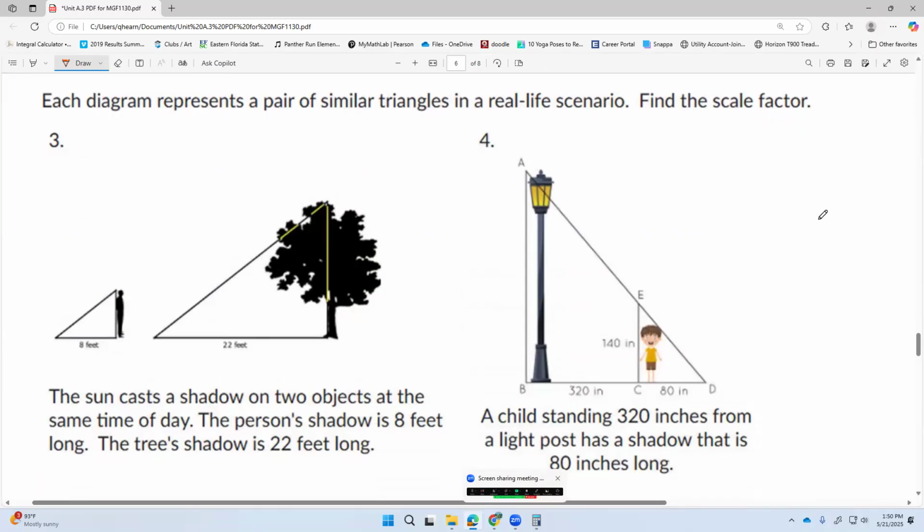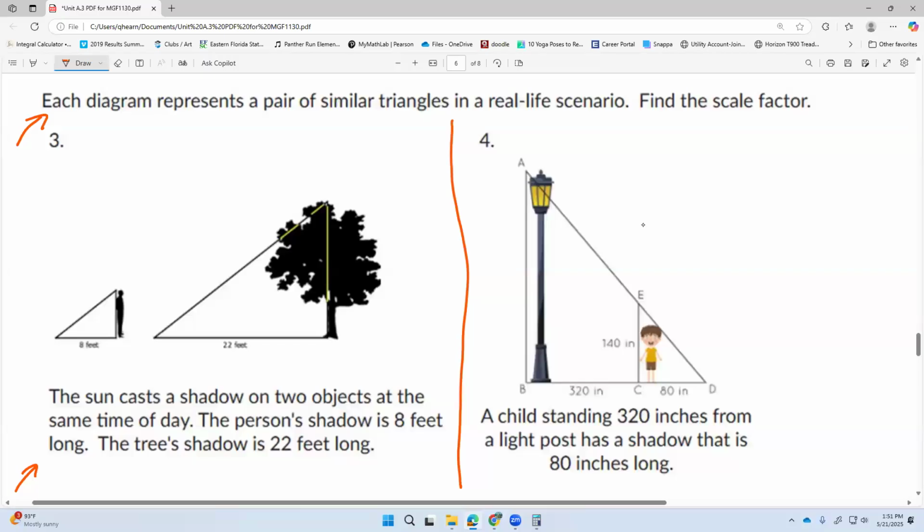So let's go ahead and find the scale factor for triangles in an application context, in a word problem. So let's look at number 3. The instructions at the top say each diagram represents a pair of similar triangles in a real life scenario. Find the scale factor. So diagram 3, so we're looking at the left side of the screen over here. We're going to focus on item 3 first.